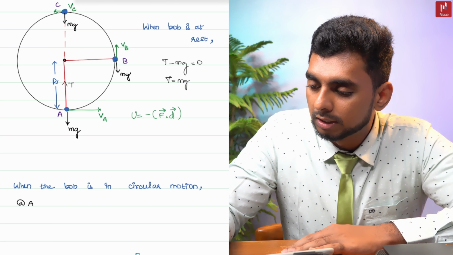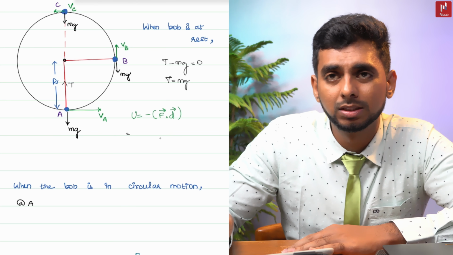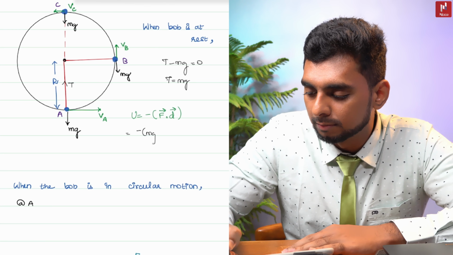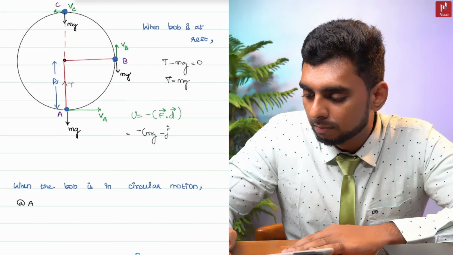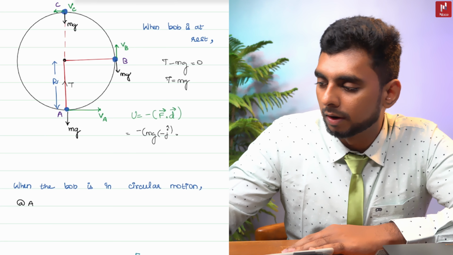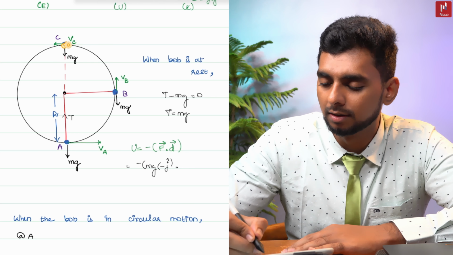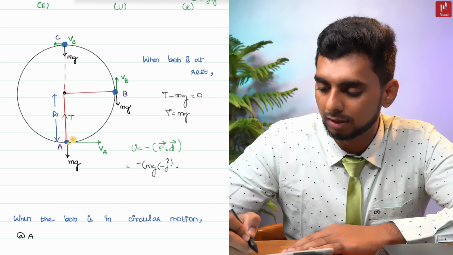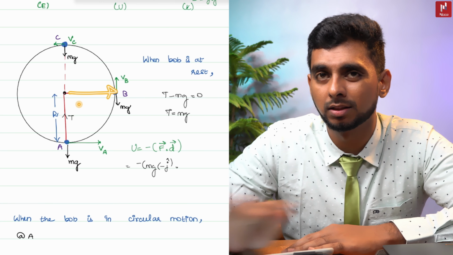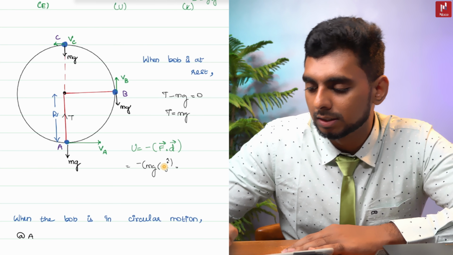F was acting downwards, so it equals mg in the minus j cap direction. So U is negative of mg minus j cap, dot product with the displacement d. To find d, the final position is point C and the initial point was point A. It has traveled in a circular path, but I do not want to consider the horizontal displacement. The only thing I am worried about is the vertical displacement. That is how I do the dot product.